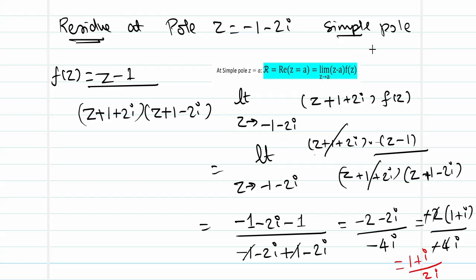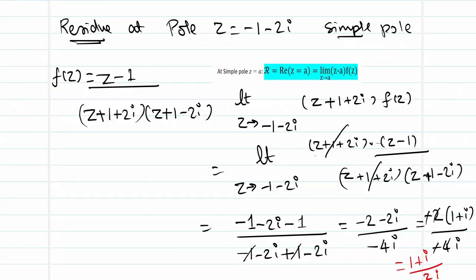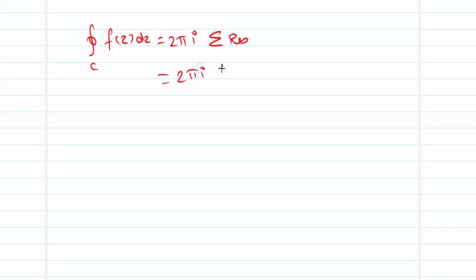And what happens to my residue number 2? My residue number 2 was lying outside. So what will happen to the value of the residue that lies outside? The value will become equal to 0. So now in the next stage we can go for the evaluation of the integral of the function f of z dz, which is given by 2 pi i times the summation of my residues. So it is 2 pi i times residue 1 plus residue 2.